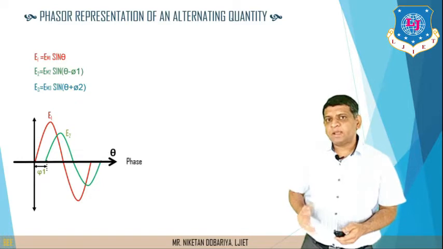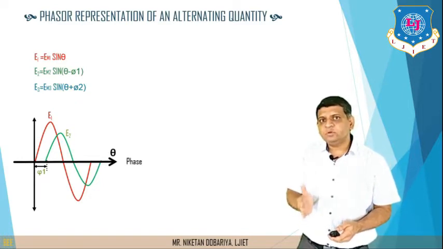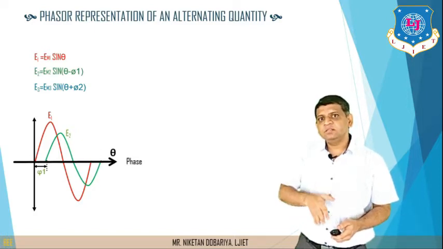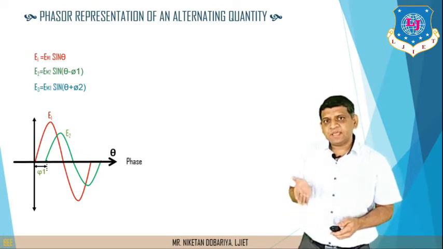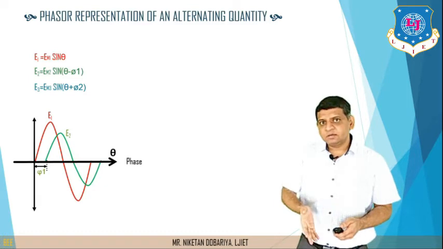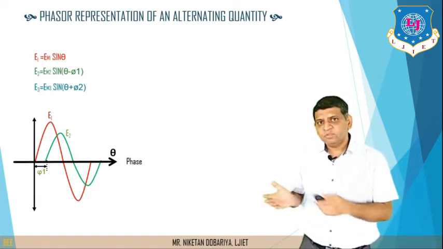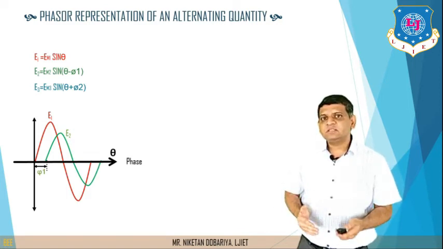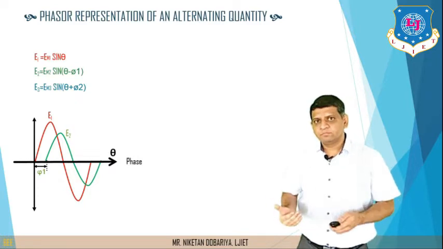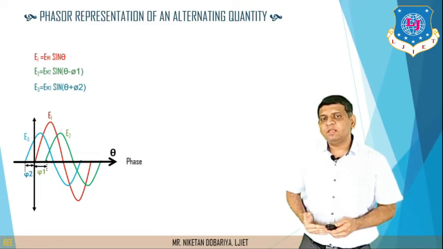With this respect, if I'm going to plot another signal E2, that is equal to Em2 sine (theta minus phi 1). Minus phi 1 means this particular signal E2, which is an AC signal, does not start at angle 0, but starts at angle phi 1, right? So this signal starts later on. So I can consider this signal is lagging from the signal e1. In the same way, E3 starts early, before the angle 0. So I consider that it is at the angle phi 2.